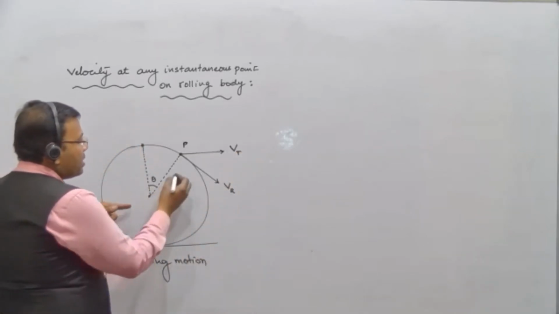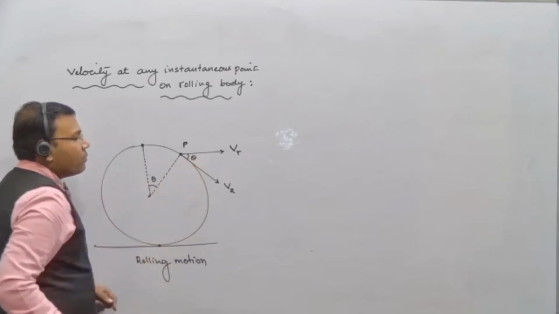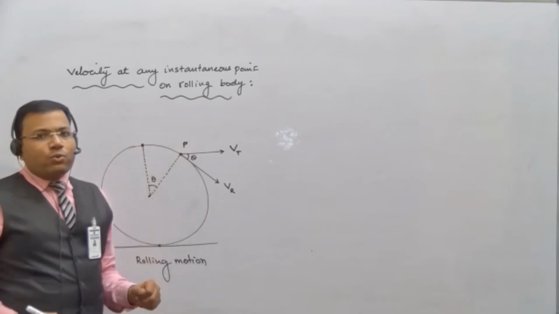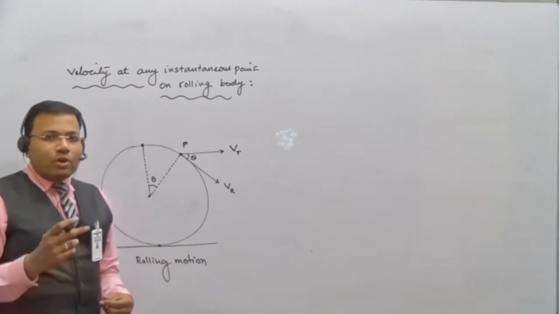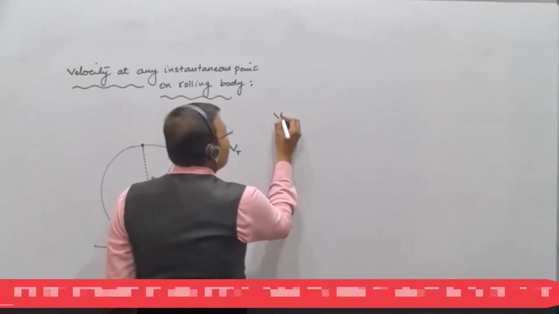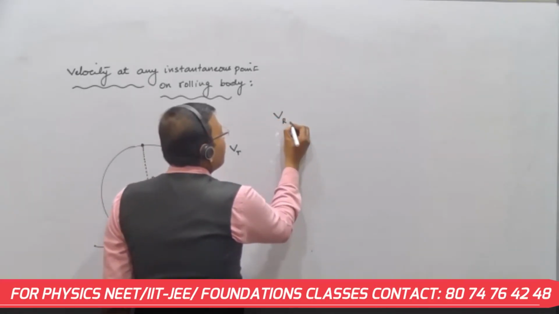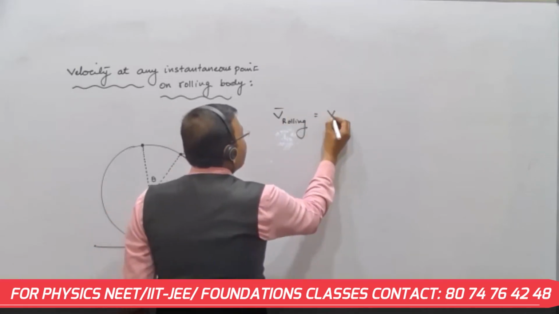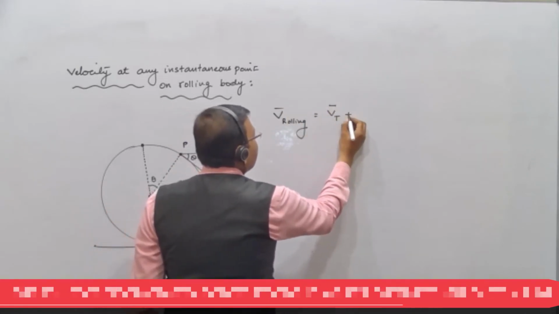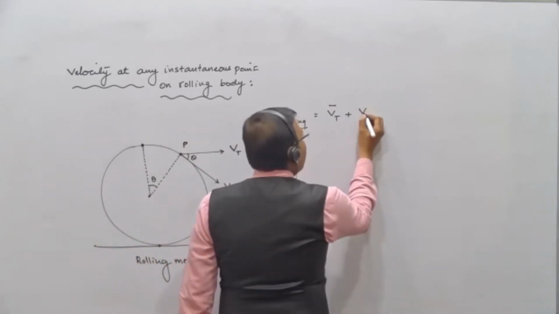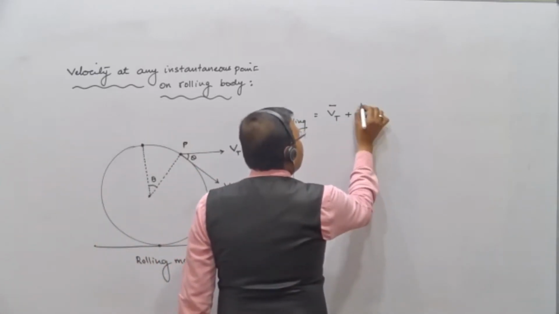Now students, if this is theta, this will also be theta. Now I want to calculate the resultant of these two, which gives us the rolling velocity under the rolling motion. So how to find the resultant? Here you can see the resultant for the rolling is equal to the velocity of translatory motion plus the velocity of rotational motion.